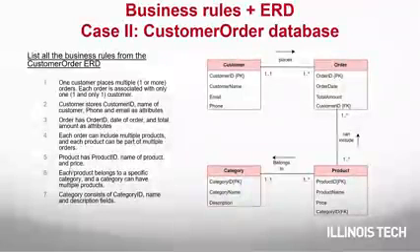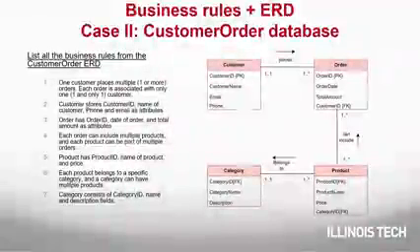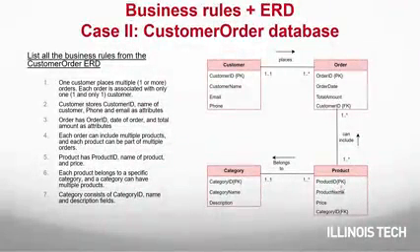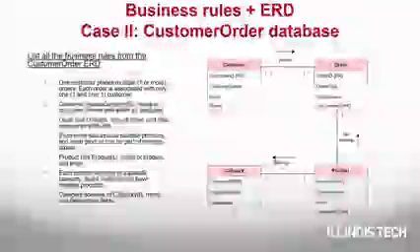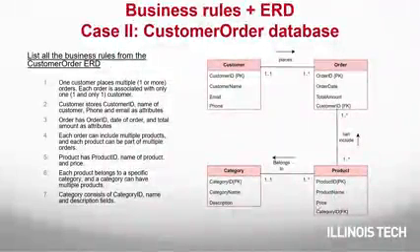Business rule number 5. Product has product ID, name of product, and price. Let's see if this is catered for. So product must have product ID, product name, price. You know how this comes about. Product has product ID, product name, and price. This comes from a category.